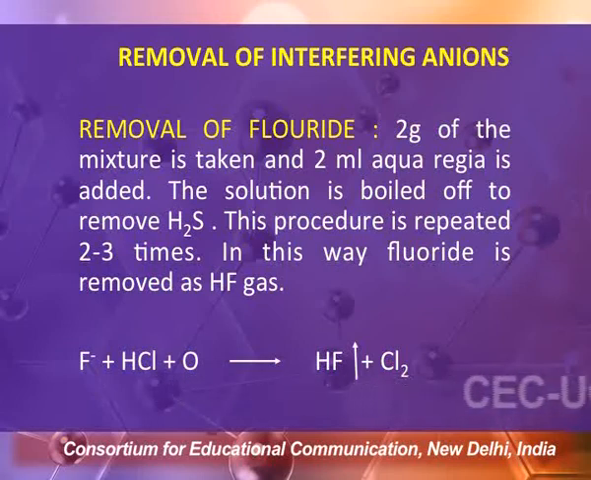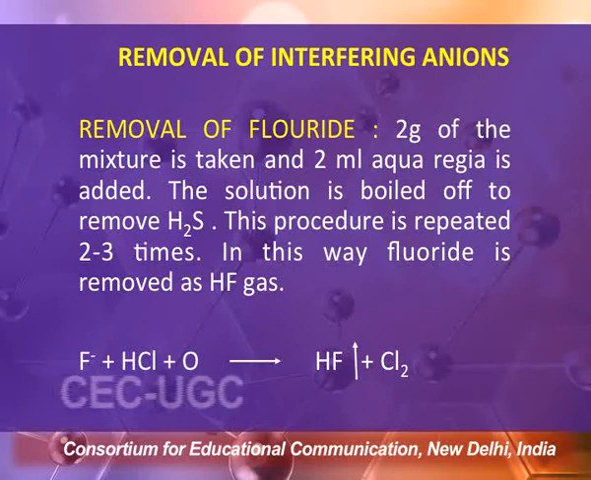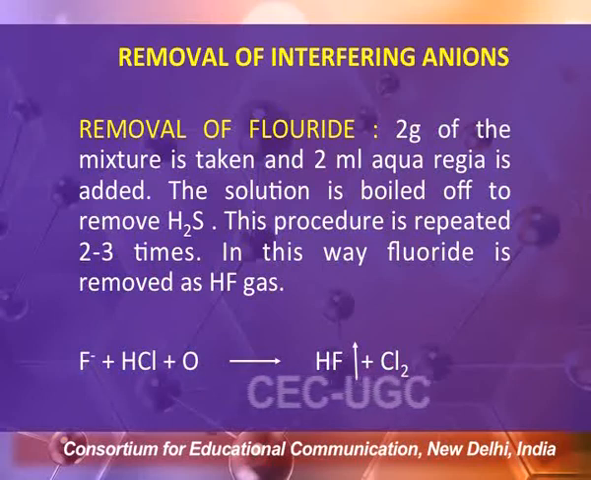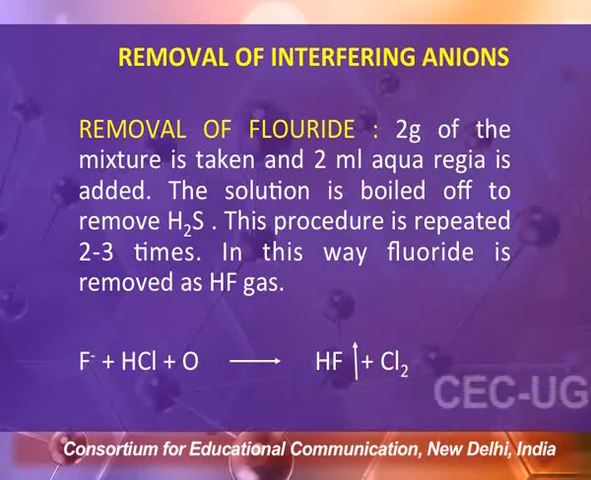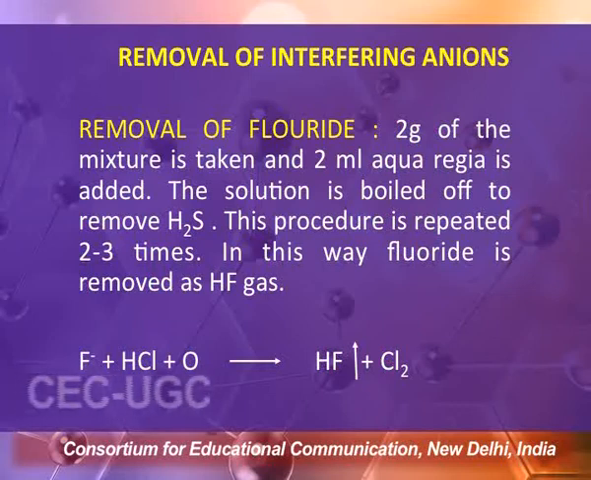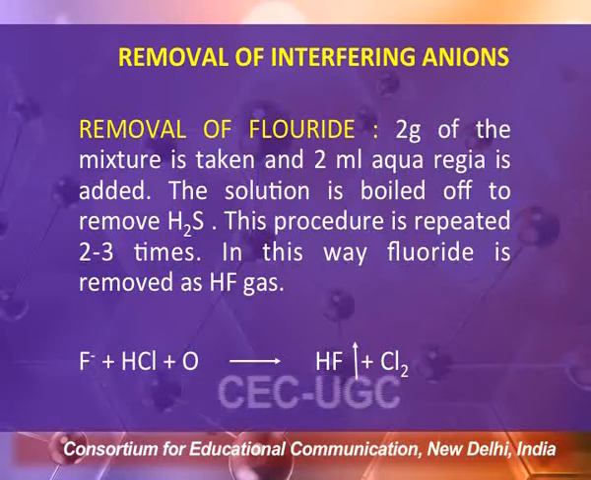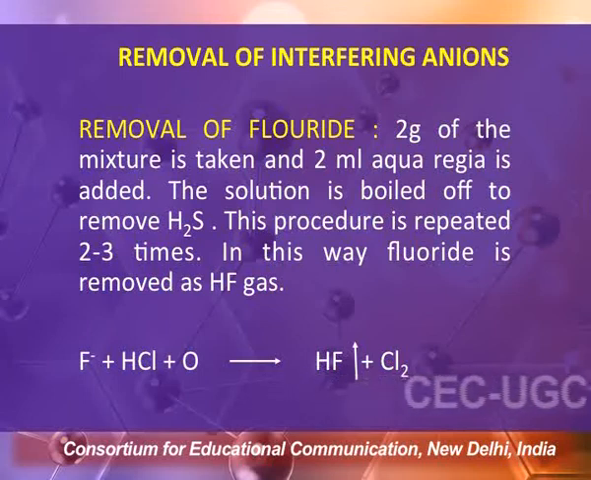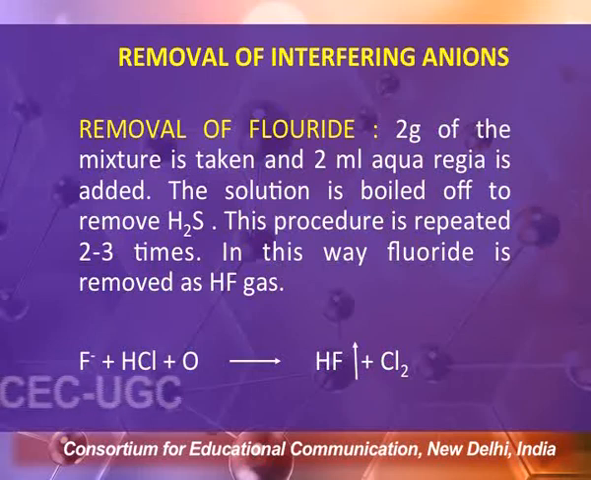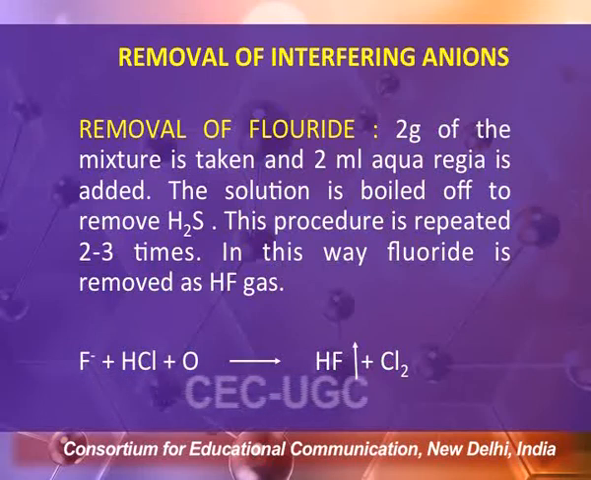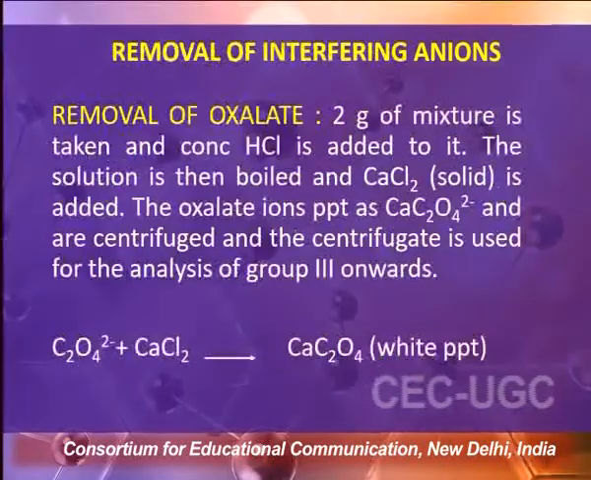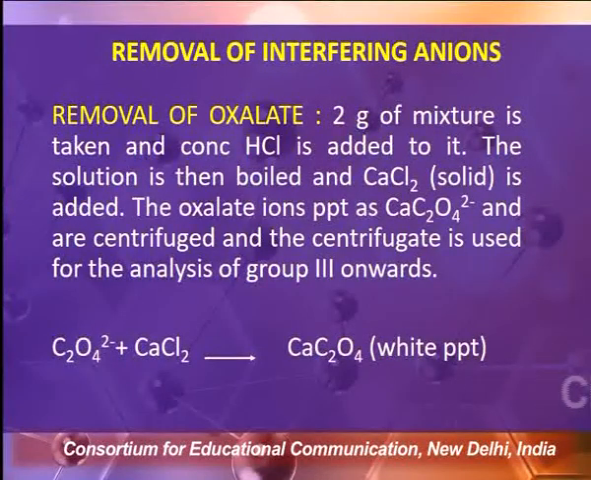ammonia solution. The equation which explains the above procedure is: borate ions react with ethanol along with sulfuric acid to form triethyl borate, which is highly volatile, and borate ions are thus removed as the volatile compound from the mixture, and now the mixture can be used free from borate ions for the analysis of group 3 onwards. Moving on to the removal of oxalate ions, if any, in the mixture.